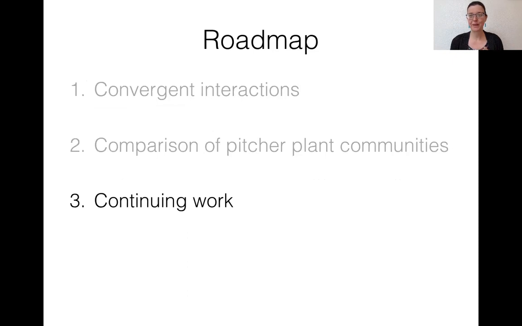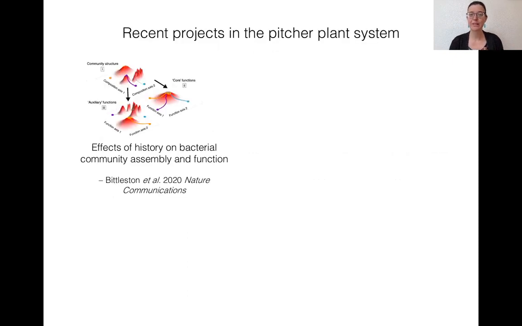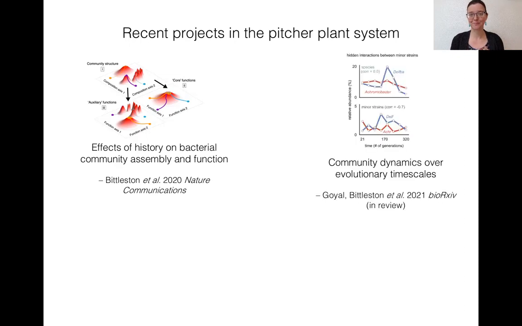I'm going to touch briefly on some continuing work by highlighting some recent projects in the pitcher plant system. This study was looking at effects of history on bacterial community assembly and function. I took pitcher plant communities from their pitchers in the wild and brought them into the lab and looked at how their history affected the structure of the communities and the functions, and found that there were some key functions that were really affected by the history of where these bacterial communities came from, where they originated.